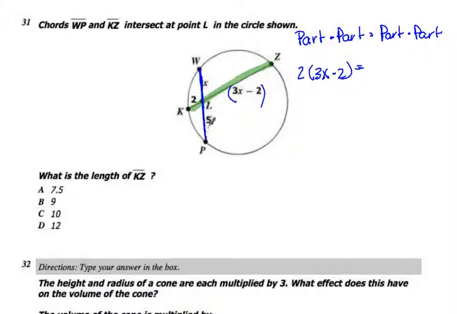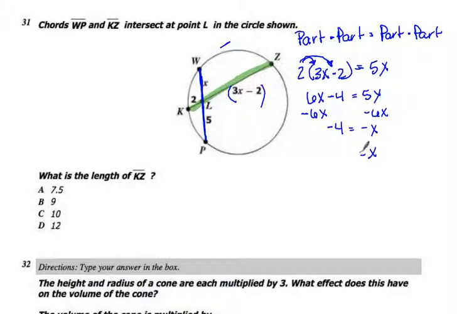The 2 parts are 5 and x. So I'm going to distribute that 2 only to what's in parentheses. 6x minus 4 equals 5x. Subtract 6x. We get negative 4 equals negative x. X equals 4.